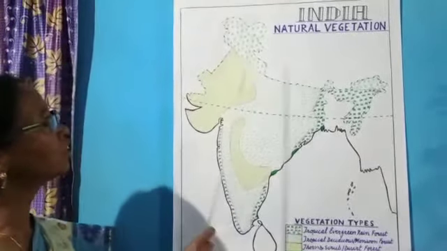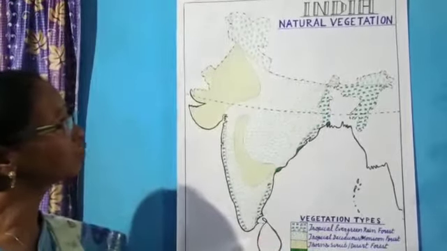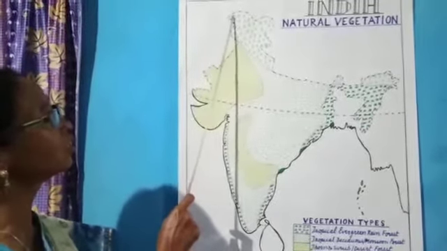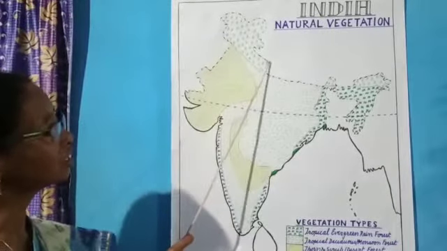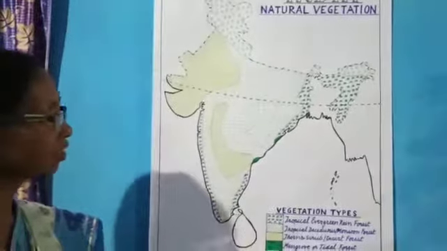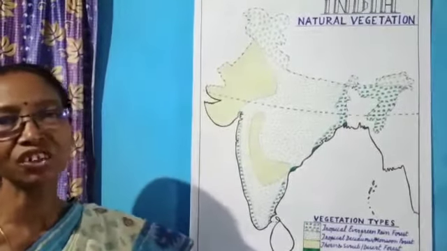So do remember, the mountain forests are found at different altitudes, and these areas are in the west and north, Jammu Kashmir, Uttarakhand, and parts of Sikkim and Arunachal Pradesh. So do learn and remember the natural vegetation of India.